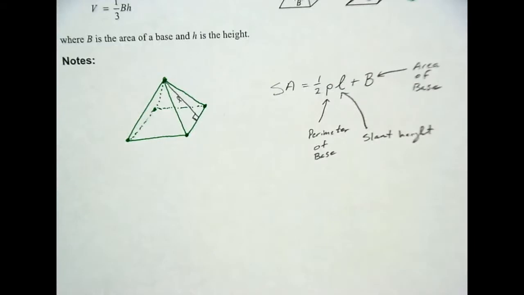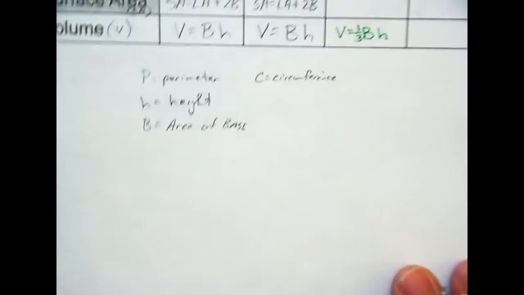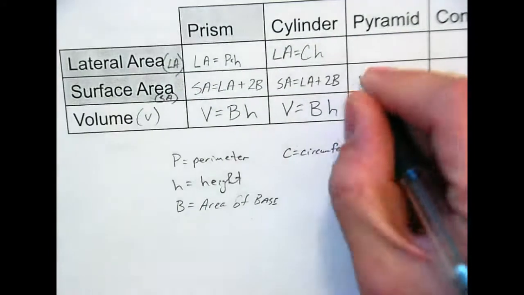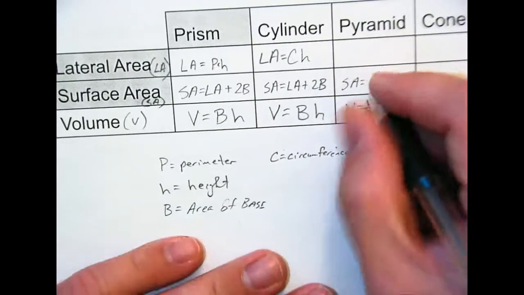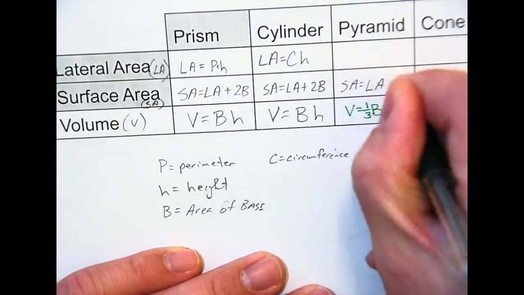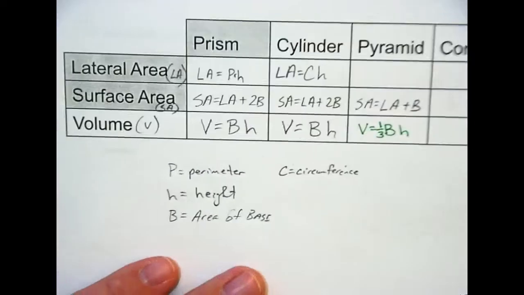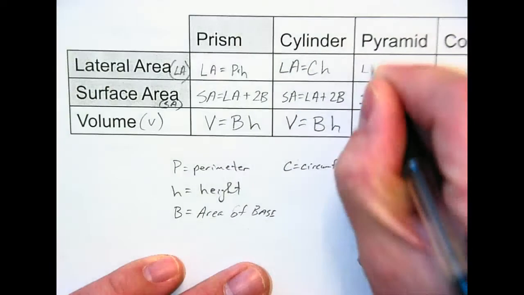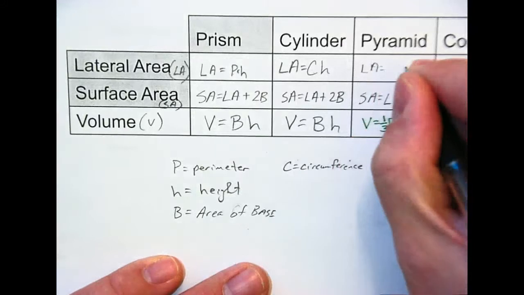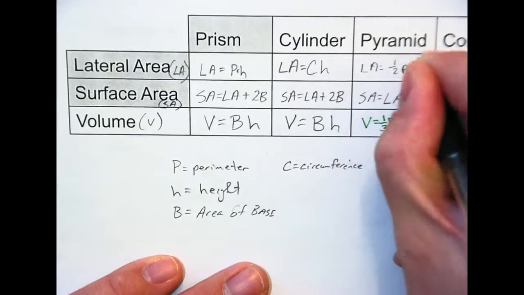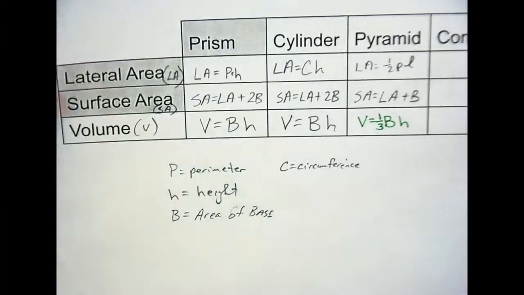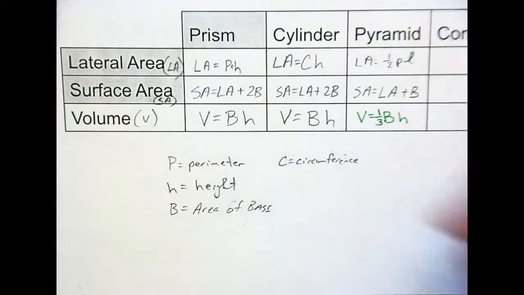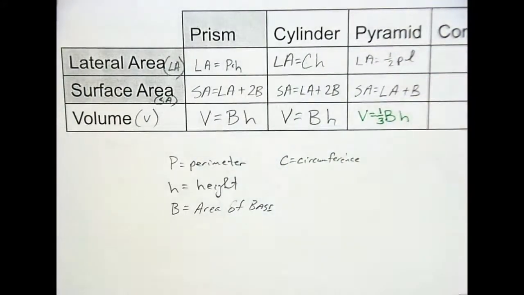Now, you can add that to your cool note page. There's our cool note page. We'll add it. Surface area is equal to, I guess technically it's LA plus B. Now, if I just said it's LA plus B, what is LA? Good. 1/2 PL. One half perimeter times slant height. So those of you that just want to put that in for LA right away, you can. That's fine.